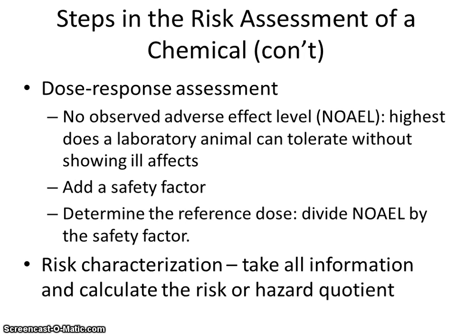Steps in risk assessment of a chemical. Dose response assessment. No observed adverse effect level: the highest dose a laboratory animal can tolerate without showing ill effects. They add a safety factor and determine the reference dose, which is the no observed adverse effect level divided by the safety factor. We look at risk characterization. We take all the information and calculate the risk or hazard quotient.